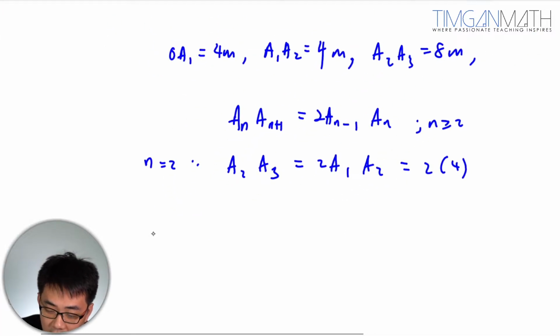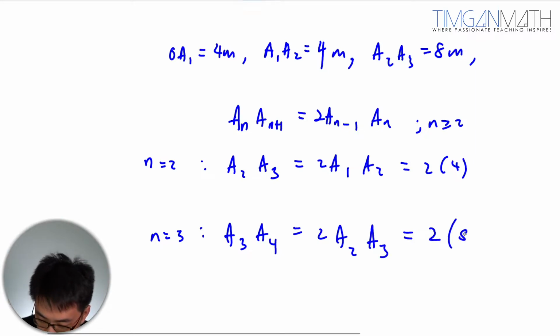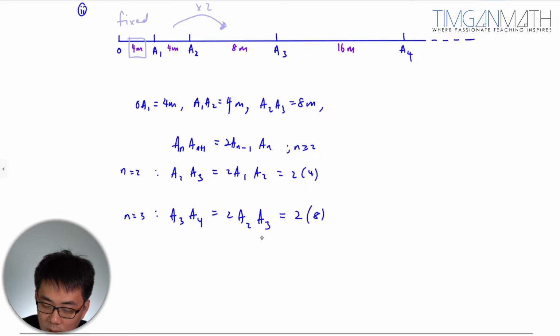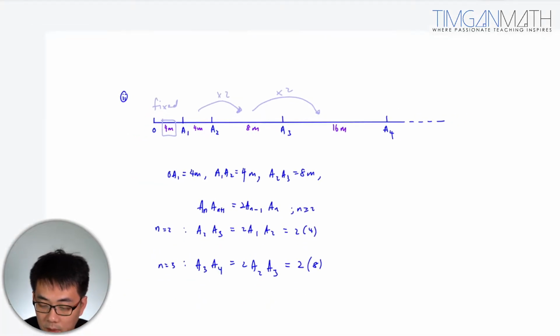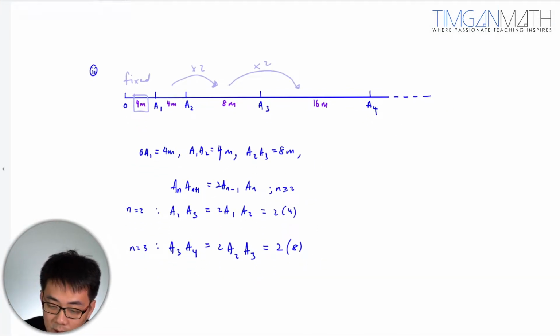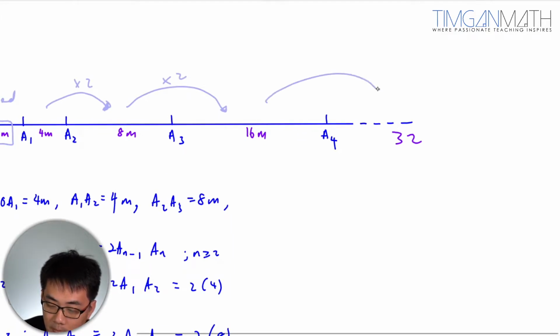Then after which we have n equals to 3. Same thing, A3A4. This will be 2 times 8, the previous one, so A2A3 is here. So you see that the GP is behind here. You just keep going. So you expect here to be 32 because you just keep multiplying by 2.